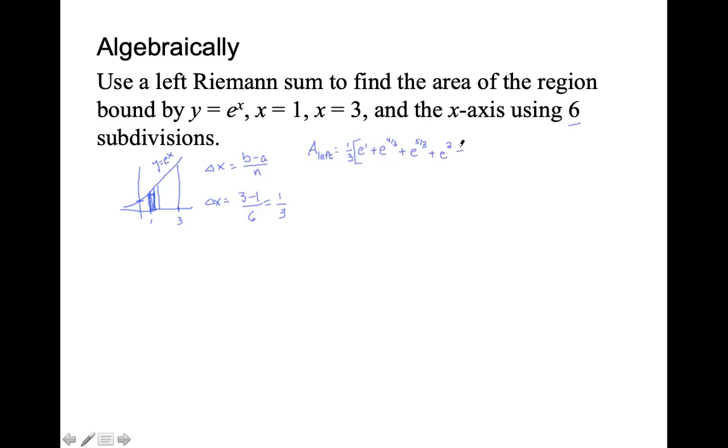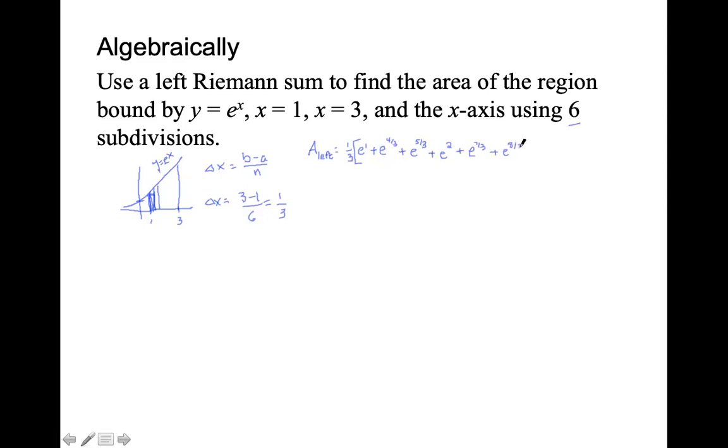How will I know when to stop? When I put in this last value here. When I put in e to the 3rd, that's the end, right? That's going to be my last one. Well, we'll just keep going. So we have e to the 2nd plus e to the, so this was 5/3, 6/3. This one is now 7/3. And then we have plus e to the 8/3.